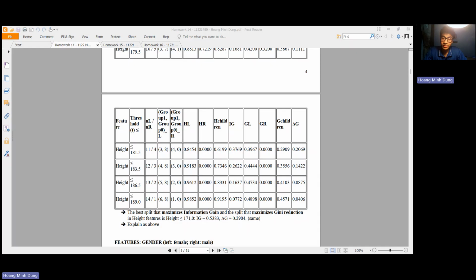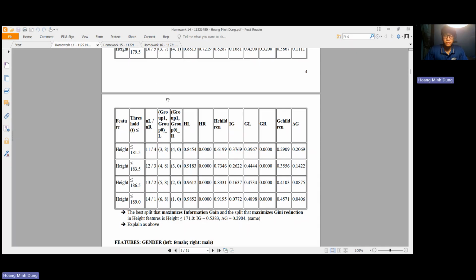My journey started with the core logic of decision trees in homework 14, moved to the probabilistic reasoning of Naive Bayes in homework 15, and culminated in building and comparing advanced ensemble methods like bagging and random forest in homework 16.